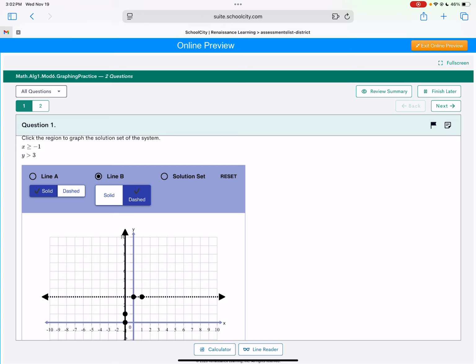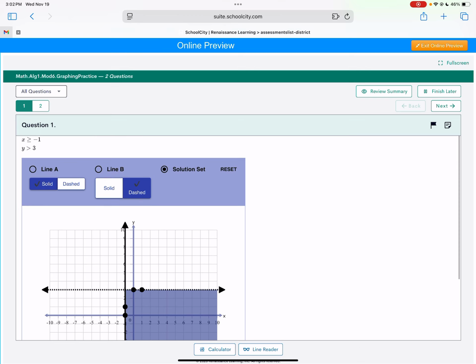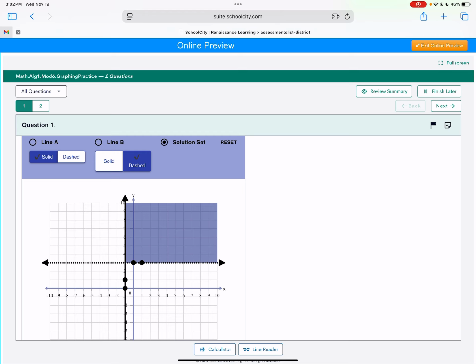All right, now up on top, there's also a button that says solution set. When we click solution set, that's the one that's going to allow us to do the shading that we want. If x is greater than -1, then I know it's going to be shaded off to the right side of the solid line. It also says that y is greater than 3, so that means it's going to be above the dashed line that I have there. So to shade, I want to shade that top right corner, okay?